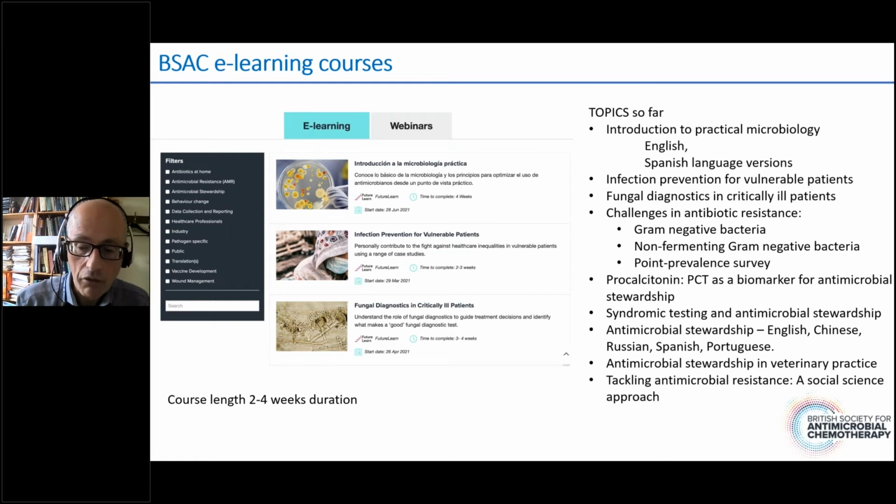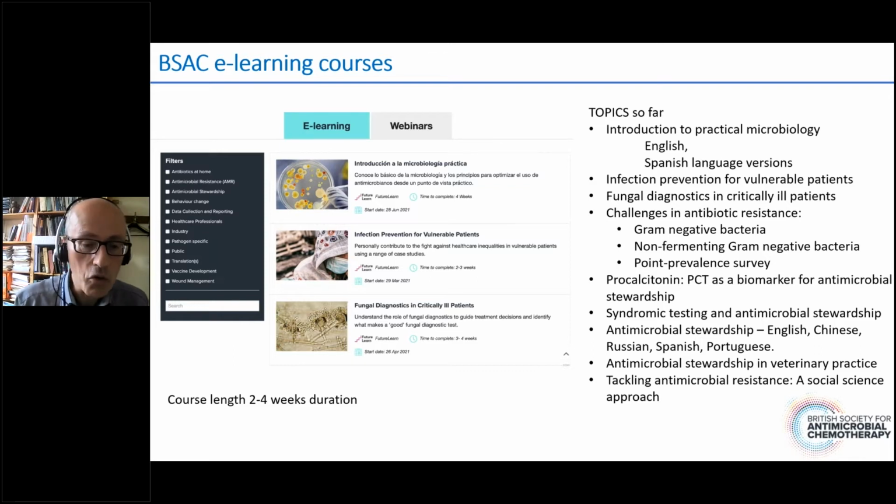We have a social science approach to tackling antimicrobial resistance. Eva mentioned the diversity of approaches to antimicrobial resistance, and we recognize that in BSAC too. And we realize that antimicrobial prescribing isn't just a clinical practice, it's a behavioral event as well. And knowing how to tackle what we consider as inappropriate antibiotic prescribing and use social science methodology to support that is fundamental to good antimicrobial stewardship.